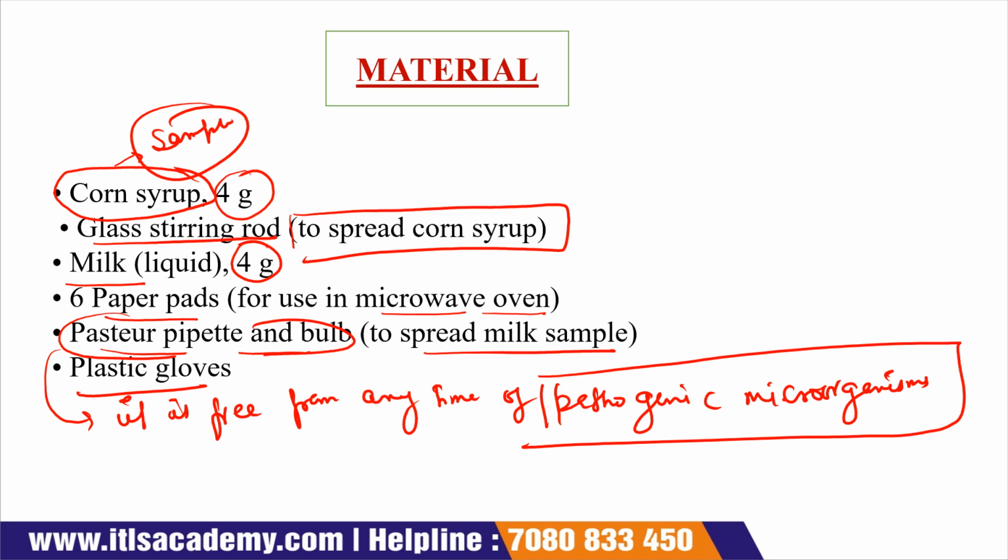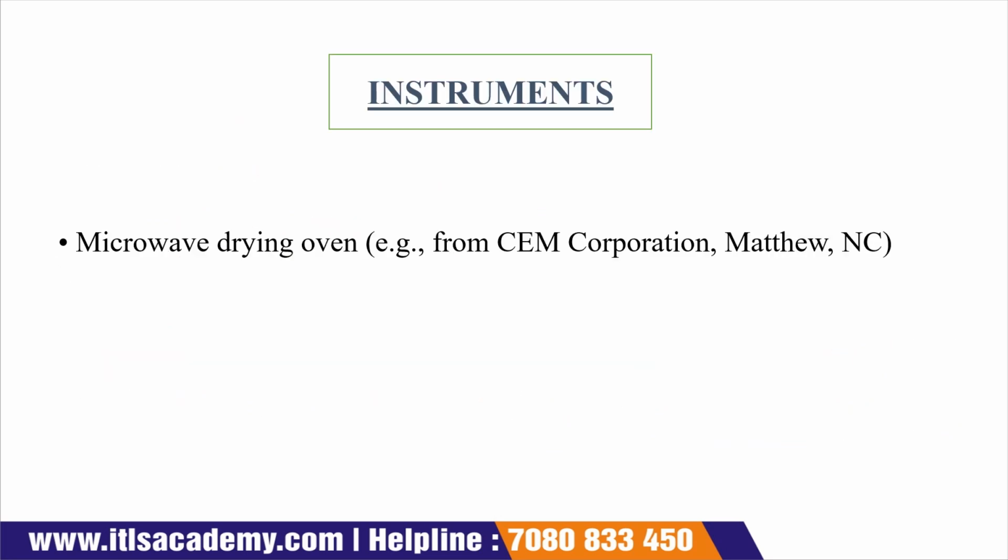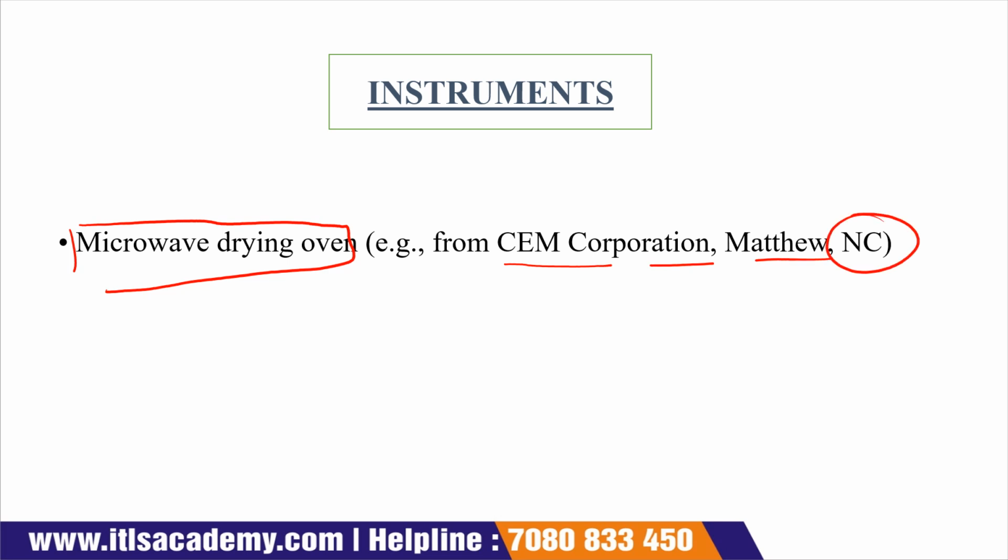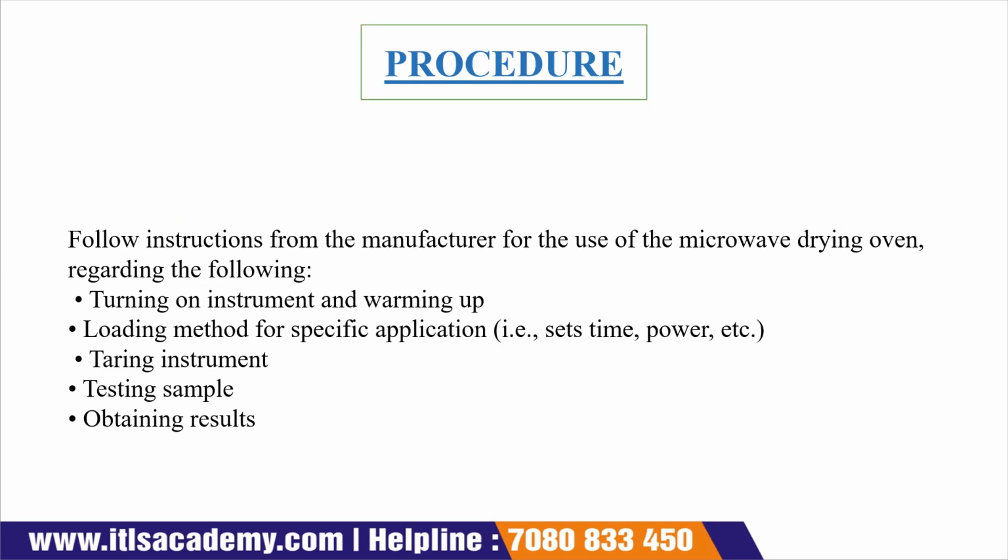This pasteurized pipette and bulb are required to spread the milk sample, and the glass stirring rod is required to spread the corn syrup. Now the next one is the instrument. Here we only use one instrument, that is the microwave drying oven, for example from CEM Corporation, Matthews, NC. Any type of microwave oven we can use for this purpose. Now come to the next one, procedure.